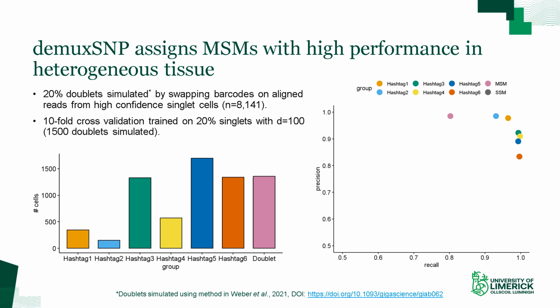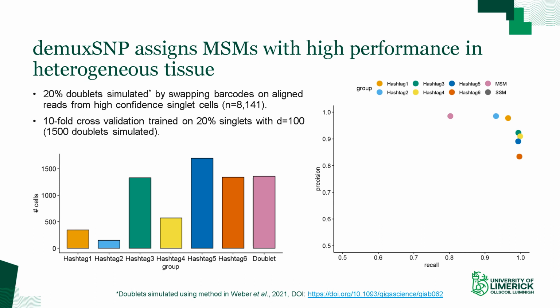So in practice, we'll usually have doublets in the data set. So we wanted to assess the ability to assign these multi-sample multiplets in the same data set. Taking these high confidence singlets, we swapped barcodes to simulate 20% doublets. Again, we performed a 10-fold cross-validation, trained on 20% singlets, and simulated 1,500 doublets.